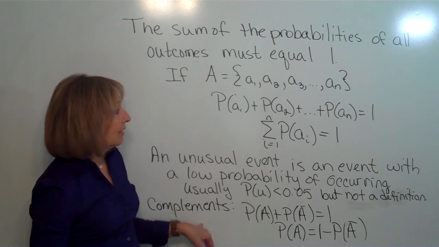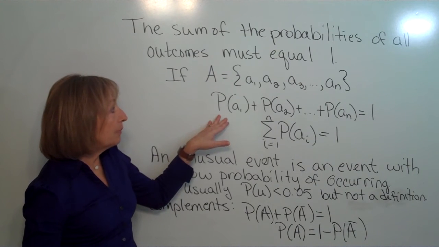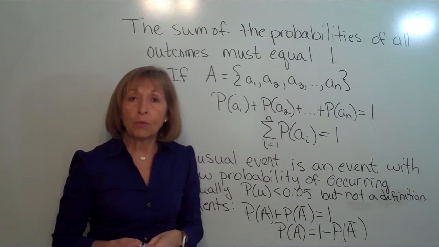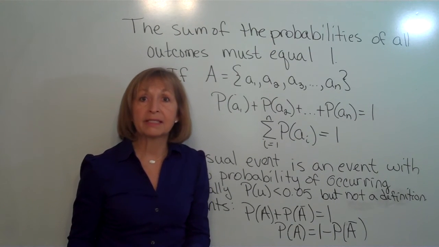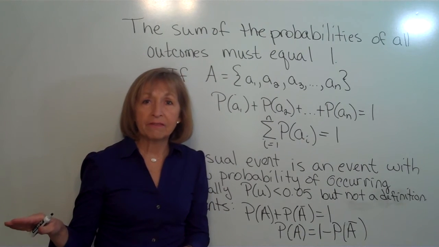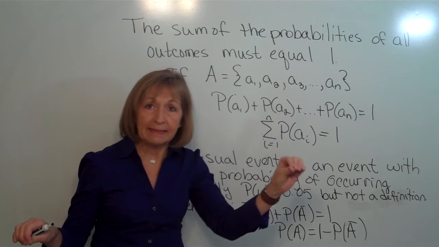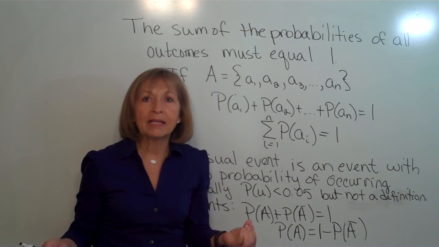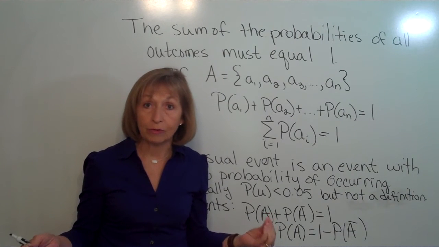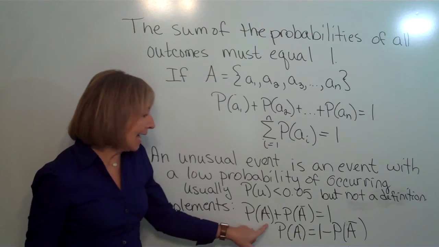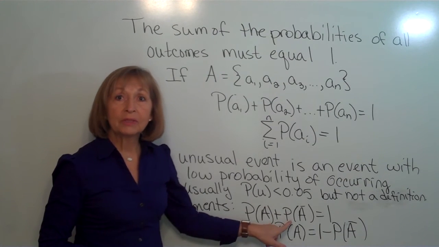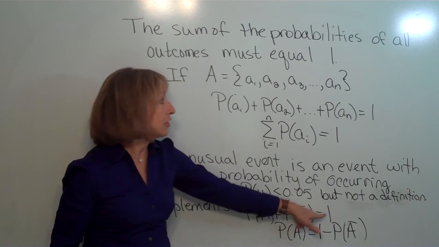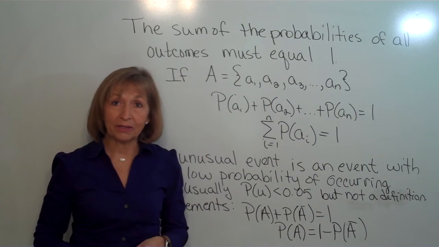And then complements. Because the probabilities of the events in our sample space have to total 1, and when I talked about the definition of a complement of an event, the complement of event A is all of the other things in the sample space that are not in A. That means between the two of them, they make up the entire sample space without any overlap. So if I add the probability of event A occurring plus the probability of the complement of event A occurring, that has to total 1.